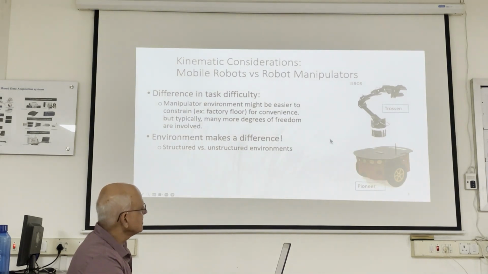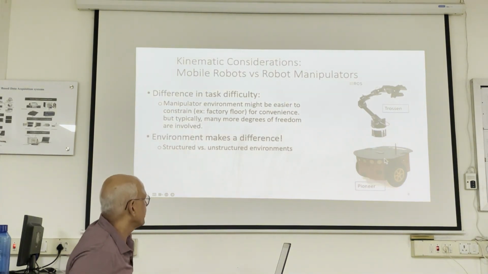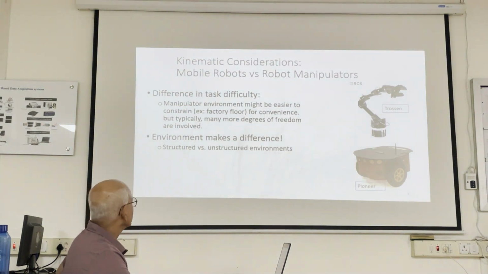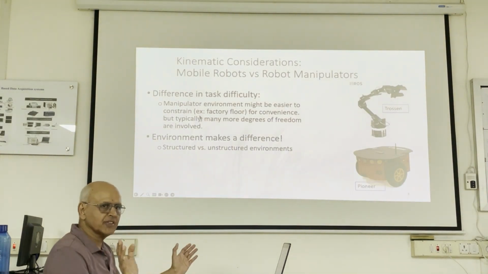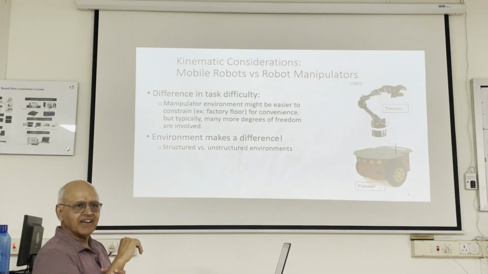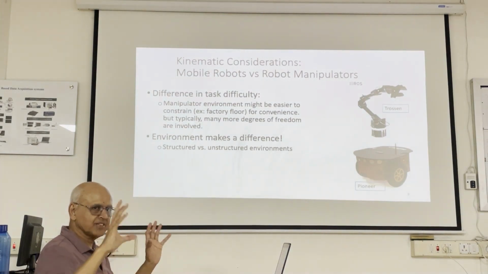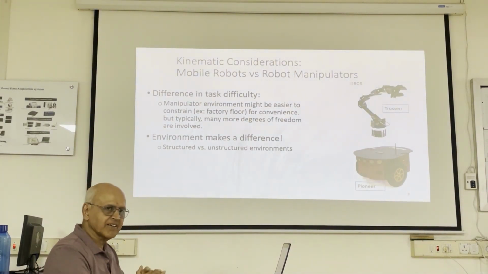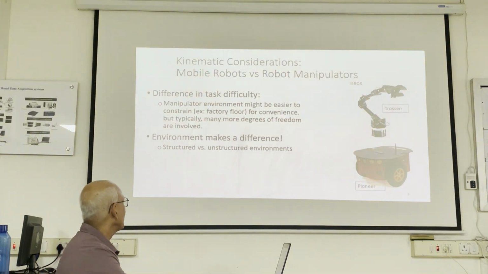So this is a robot that we have. This is a fixed robot from this company called ROS, and this is our Pioneer. I just wanted to put it there for comparison. The manipulator environment might be easier to constrain. As I said, you can clear out all the furniture, they call it furniture, and make it antiseptic. So it's just the robot and whatever it's doing, right? But you can't do that for a mobile robot.